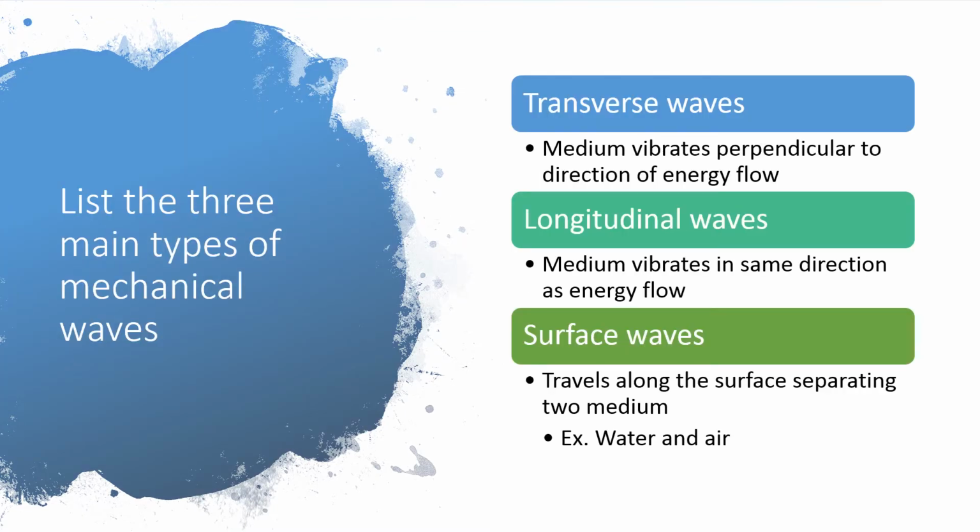Okay, so there are three types of mechanical waves. In a transverse wave, the medium vibrates perpendicular to the direction of energy flow. In a longitudinal wave, the medium vibrates in the same direction as the energy flow. And a surface wave travels along the surface that is separating two mediums, for example, water and air. And I'll show you diagrams of those now.